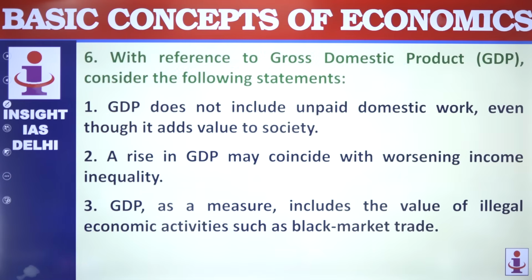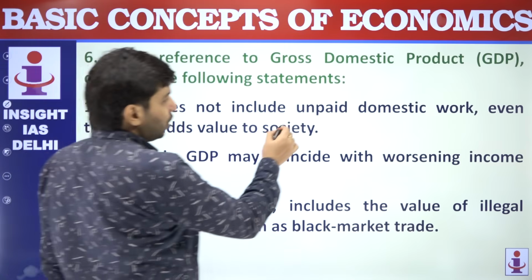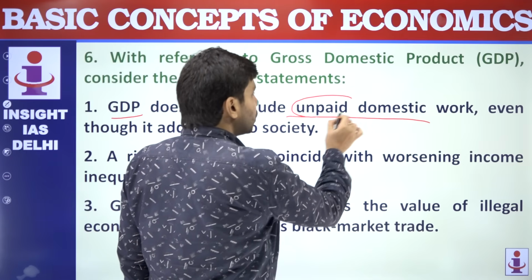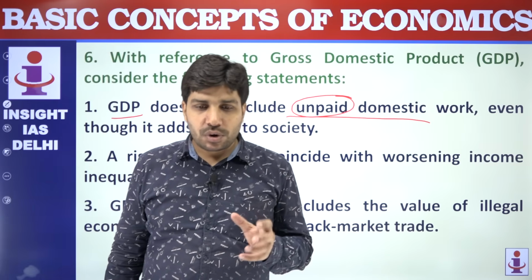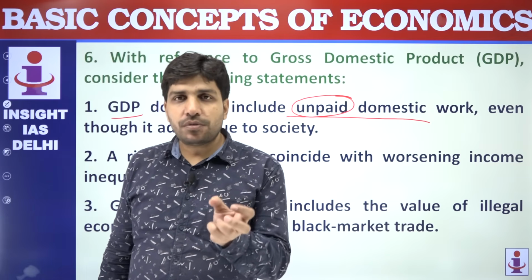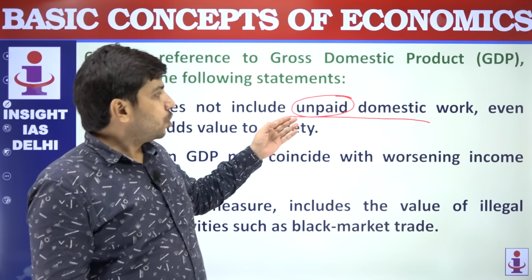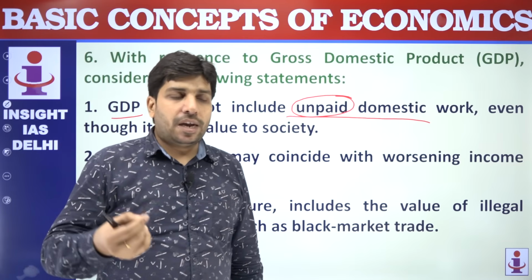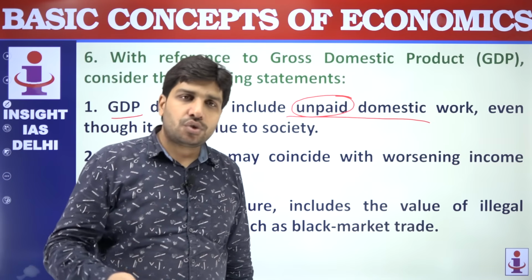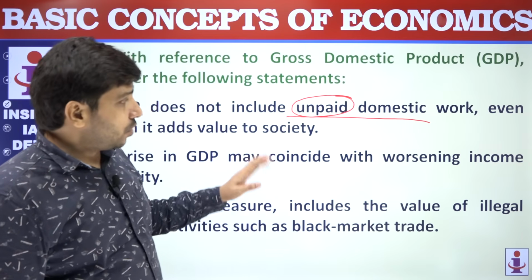With reference to GDP, GDP does not include unpaid domestic work, even though it adds value to society. Yes, gross domestic product does not include unpaid domestic work because it is unpaid. GDP is only about the final value of the output, and value will be counted in terms of monetary value. So if it is unpaid, whatever work is happening in your house, like household work your mother is doing, sister is doing, or you yourself are doing, it won't be counted as part of GDP.